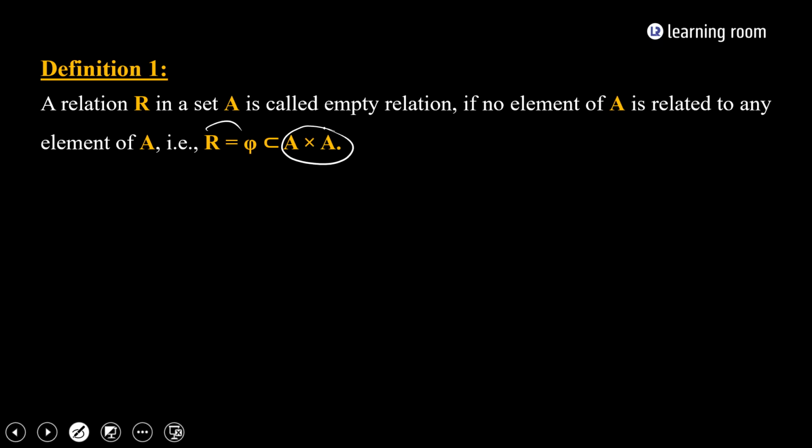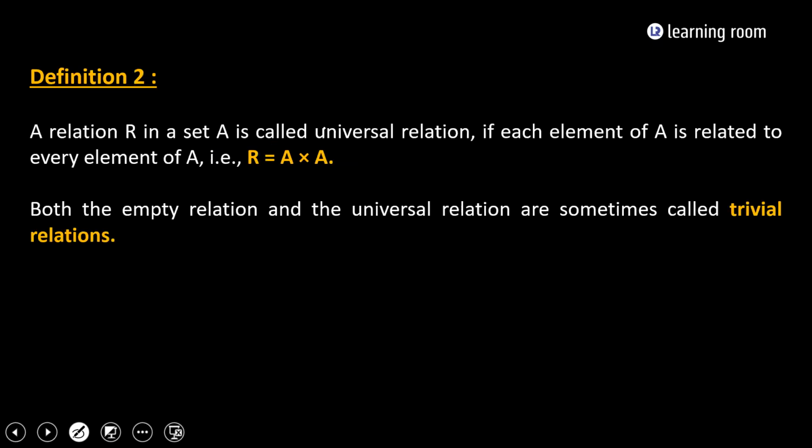Yes, sir. Next. When can you call that relation a universal relation? A relation R in a set A is called a universal relation if every element of A is related to every element of A. So R is equal to A cross A. Though these are called extreme relations, they have a special name. Both the empty relation and universal relation are sometimes called trivial relations. Okay? Everything is a part of your NCERT. All the definitions are taken from there.